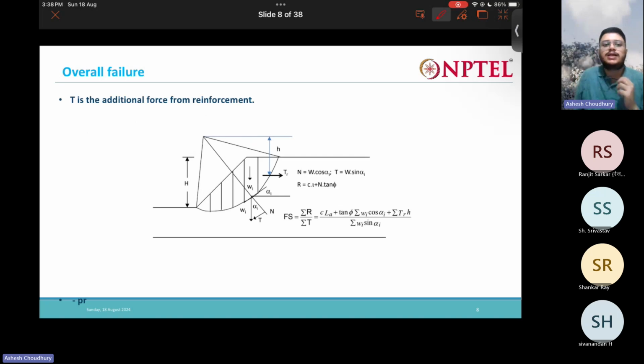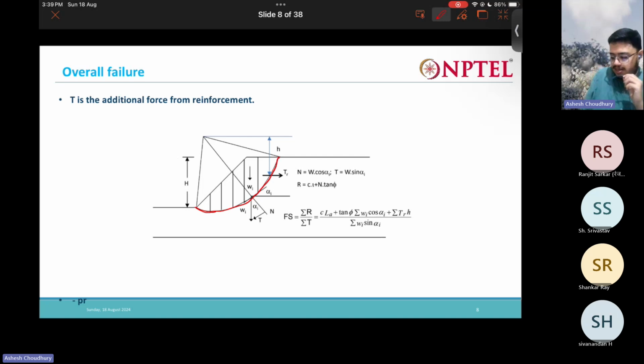And the fourth one is the overall failure check, the slip circle failure check. This is a trial and error method. Generally various software packages help you perform this analysis, because doing it by hand is very tiresome and lengthy. Nowadays a number of software or computer codes are available commercially or open source that help us do this analysis. So first you select a slip circle.